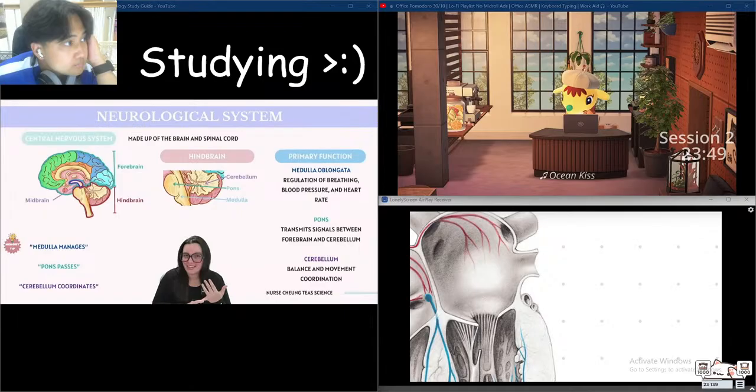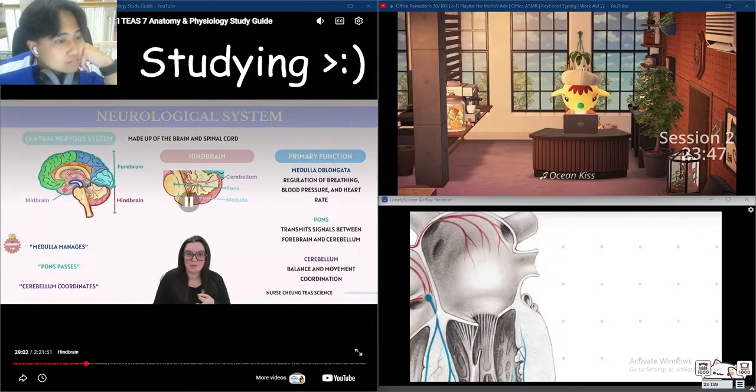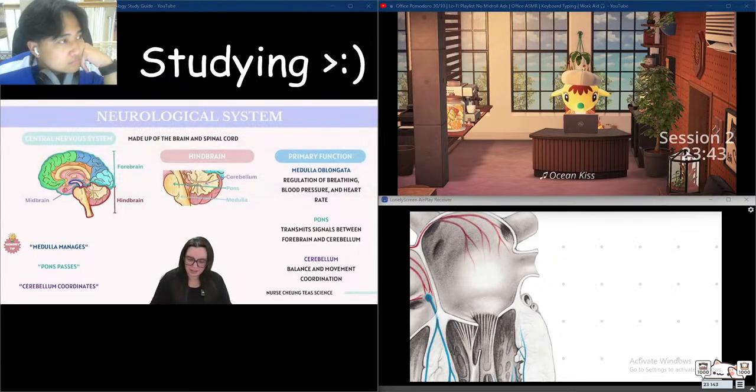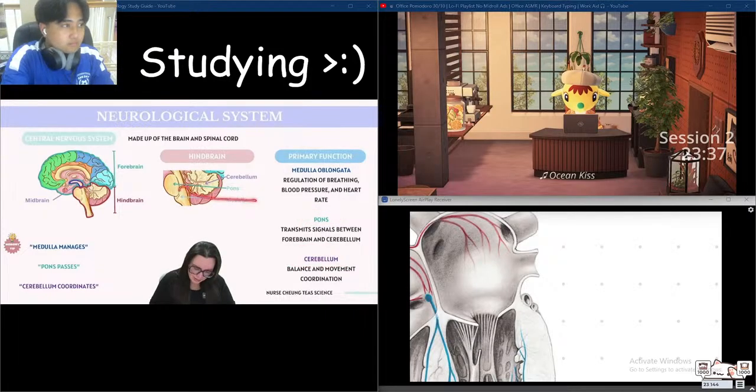As we look at the brain, we're going to categorize it into three main regions. We have the hindbrain, the midbrain, and the forebrain. Starting with our hindbrain, it is composed of three main areas. We have the medulla oblongata, the pons, and the cerebellum. The medulla oblongata, which is this region right about here, regulates vital functions, including things like breathing, blood pressure, and heart rate.